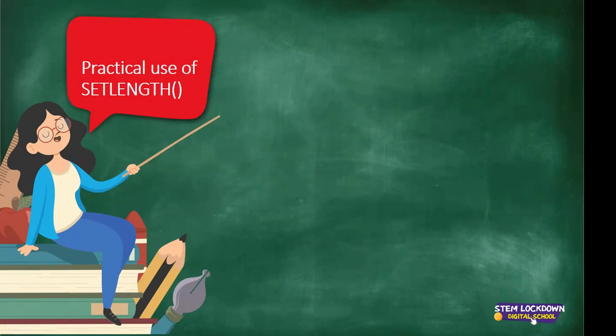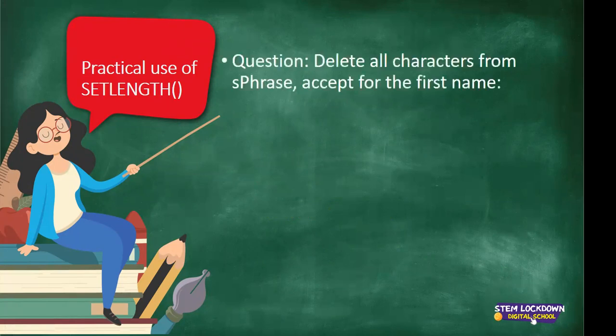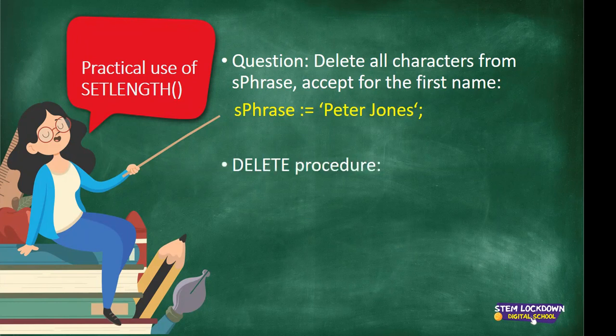Okay, so now we know what the set length is all about. How could we use this practically? Well, let's take a look at the following question. The question is, delete all characters from sPhrase except for the first name. Now, from yesterday, I've taken sPhrase and I store in it Peter Jones, and I have to delete the space and the surname at the end and only keep the Peter. Now, we could do this with the delete procedure. We should be able to do that.